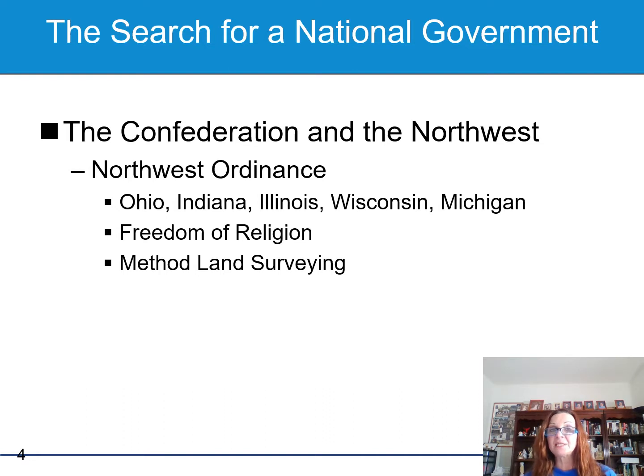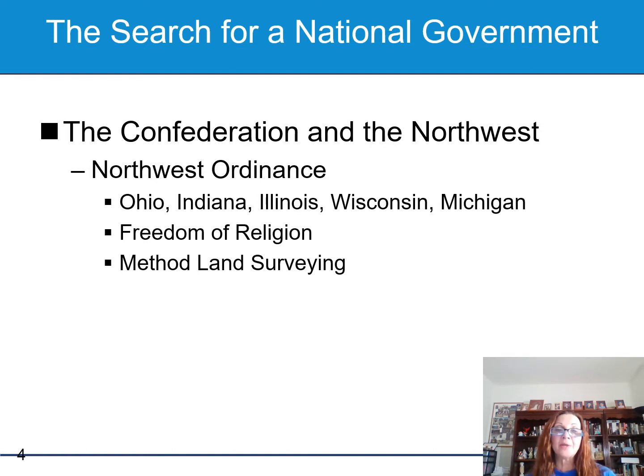One of the few successes we see that the Confederation Congress did have, though, was creating a way to regulate the new territory that we gained. Remember, according to the Treaty of Paris 1783, we were given all of those western lands all the way to the Mississippi River. And so those lands have to be governed. And so in order to do that, the Confederation Congress created the Northwest Ordinance. The Northwest Ordinance will basically encompass what are now the states of Ohio, Indiana, Illinois, Wisconsin, and Michigan.